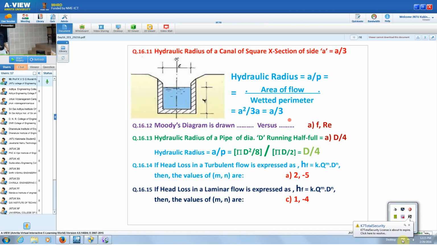The last question: if head loss in a laminar flow is expressed as hf is equal to K Q to the power of m D to the power of n, then the values of m and n are? hf is equal to 128 mu Q L by pi gamma D to the power of 4. So the answer is Q by D to the power of 4. So the answer is 1 and minus 4.